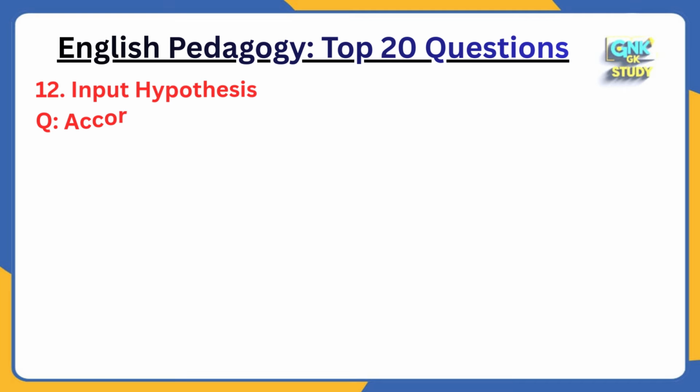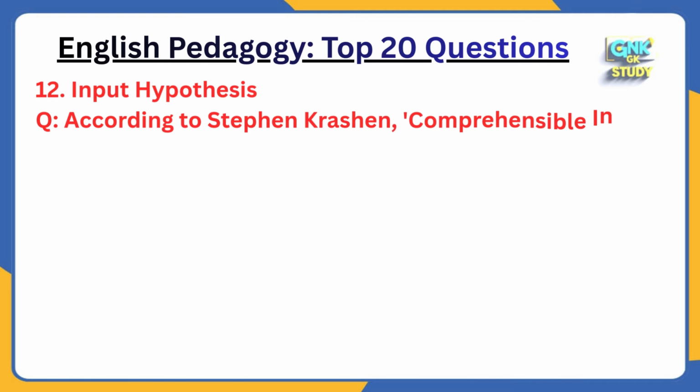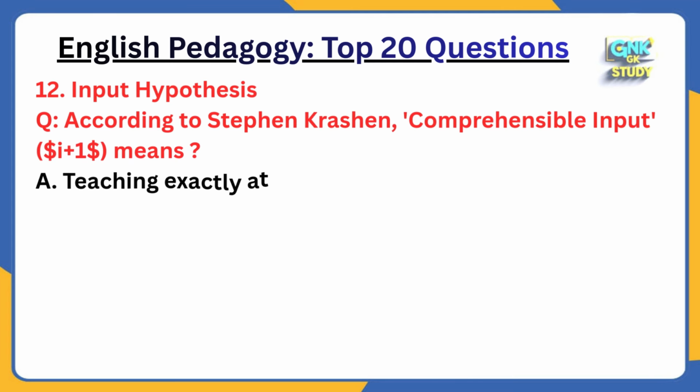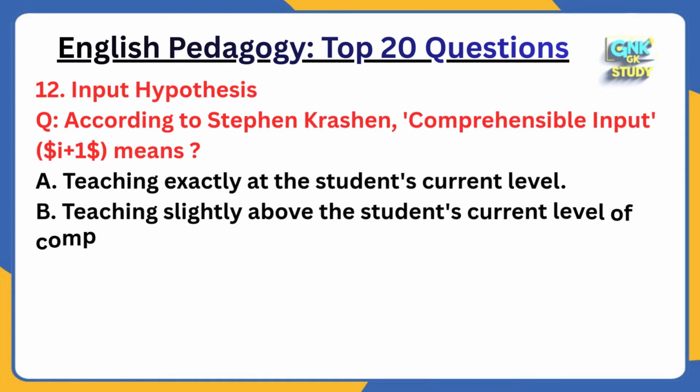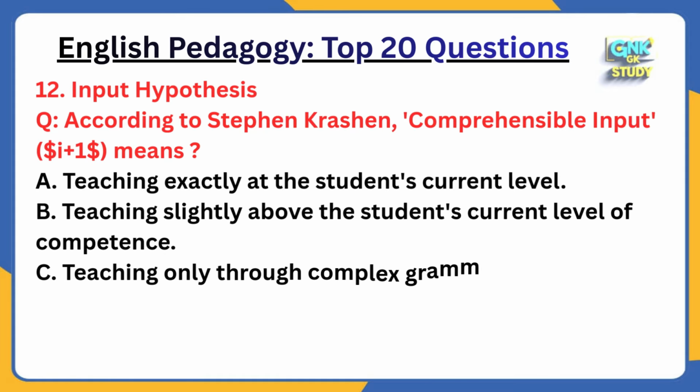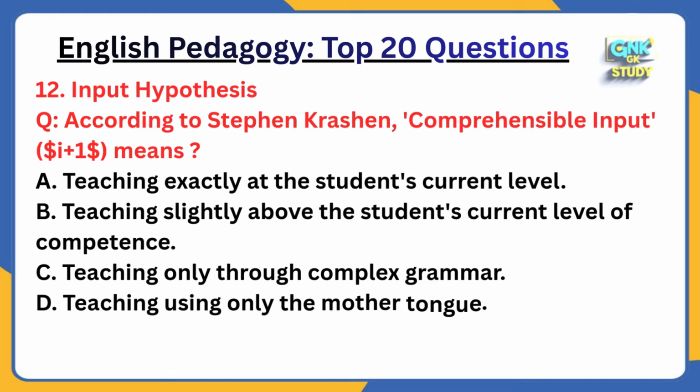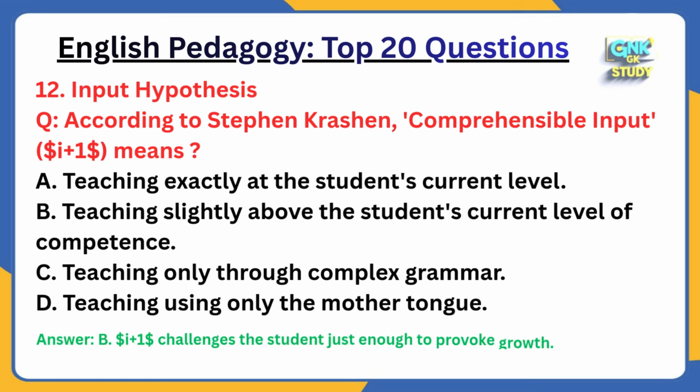12. Input hypothesis. Question. According to Stephen Krashen, comprehensible input I+1 means A. Teaching exactly at the student's current level, B. Teaching slightly above the student's current level of competence, C. Teaching only through complex grammar, D. Teaching using only the mother tongue. Answer B. I+1 challenges the student just enough to provoke growth.